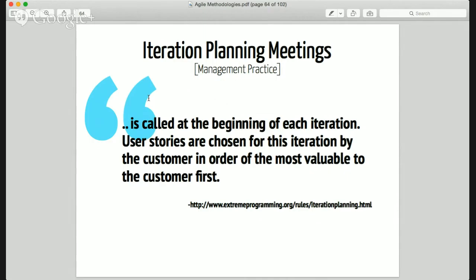User stories are chosen first in this iteration by the customer in order of the most valuable to the customer first. So that's why the product owner does it, because the product owner is the interface to your customer. It's the person managing the expectations of the customer and trying to set an idea of what needs to be done in your product.